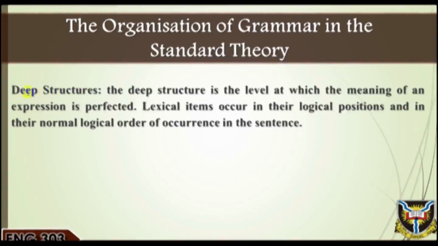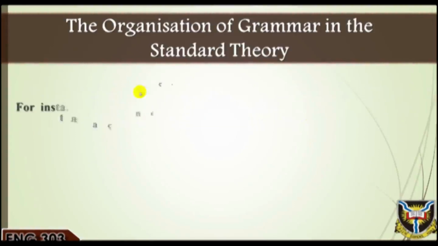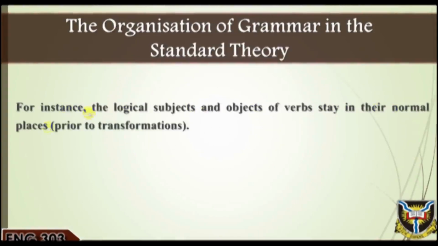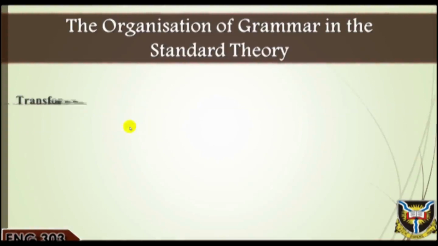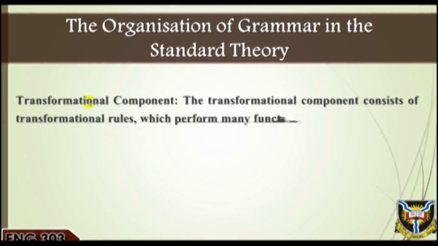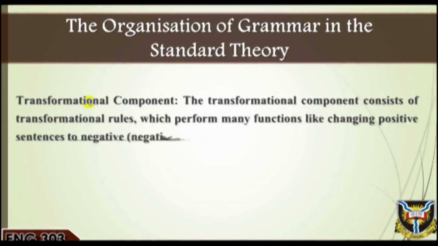Deep structures. The deep structure is the level at which the meaning of an expression is perfected. Lexical items occur in their logical positions and in their normal logical order of occurrence in the sentence. For instance, the logical subject and object of verbs stay in their normal places prior to transformations. In addition, empty nodes may occur in the structure for purposes of possible movement transformations.